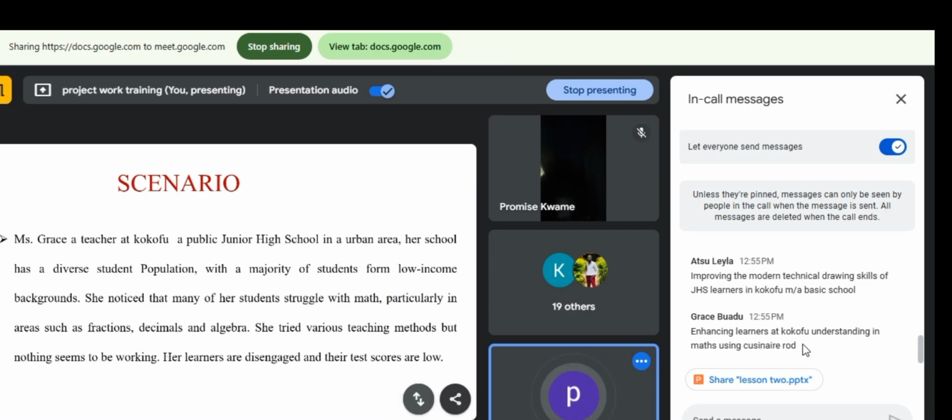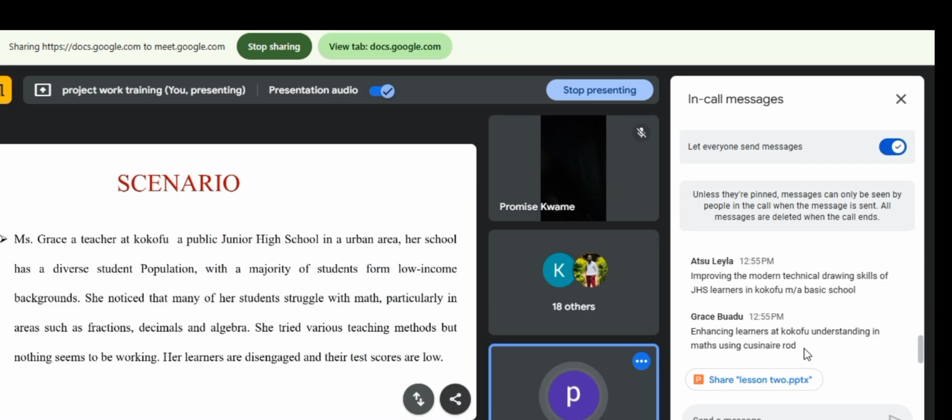You can also humbly read, you can see that she noticed that many of her students struggle with math, particularly areas such as fractions, decimals, and algebra. So I can see your effort. Keep it up by kindly reading the scenario. And yes, Grace, enhancing learners at Kokofu understanding math using Cuisenaire rods. All right, Grace, it's impressive. Yes, I will address it. It's nice. Yes, I like the effort.